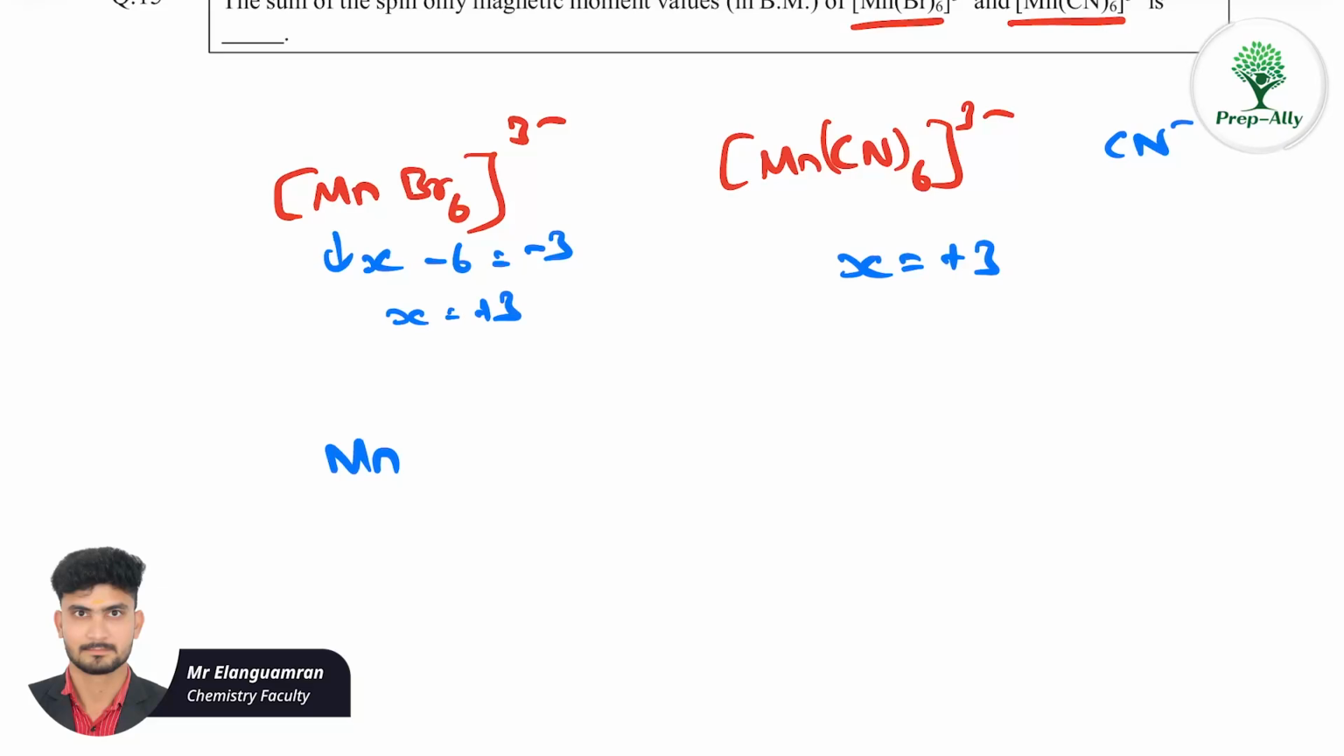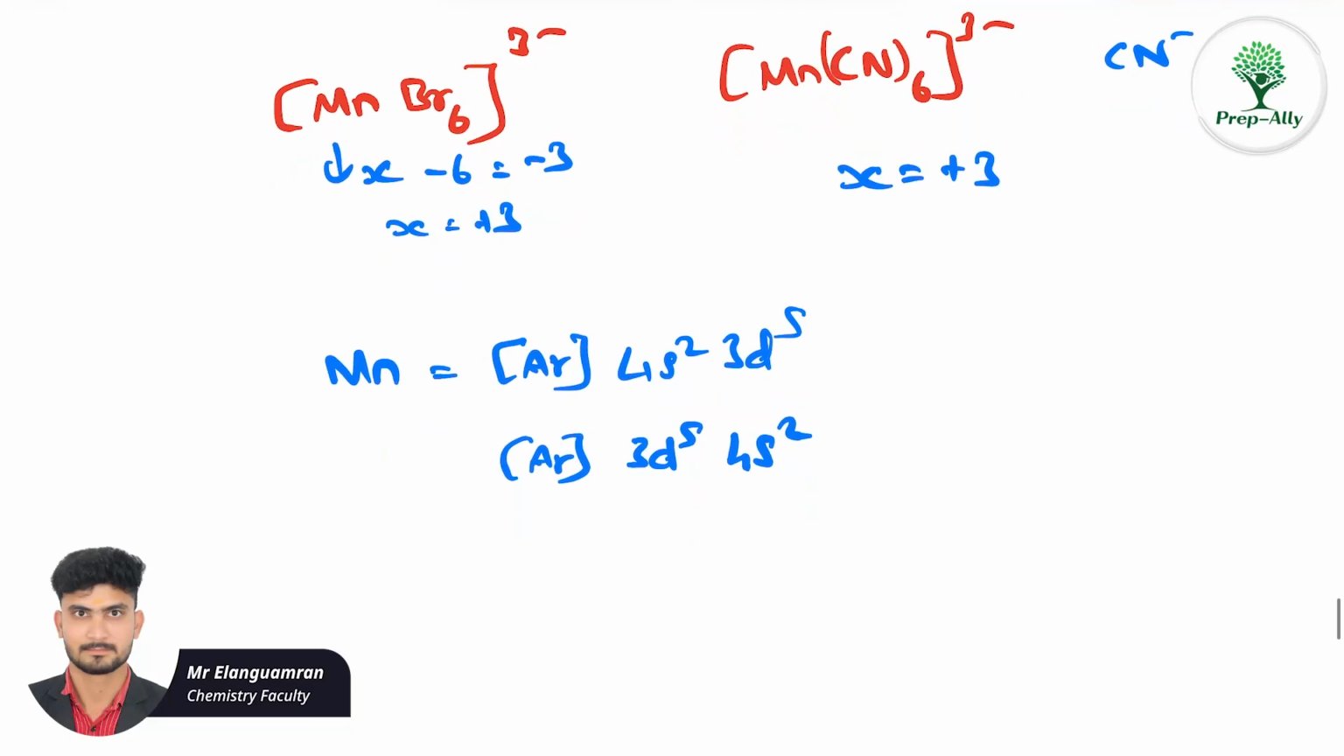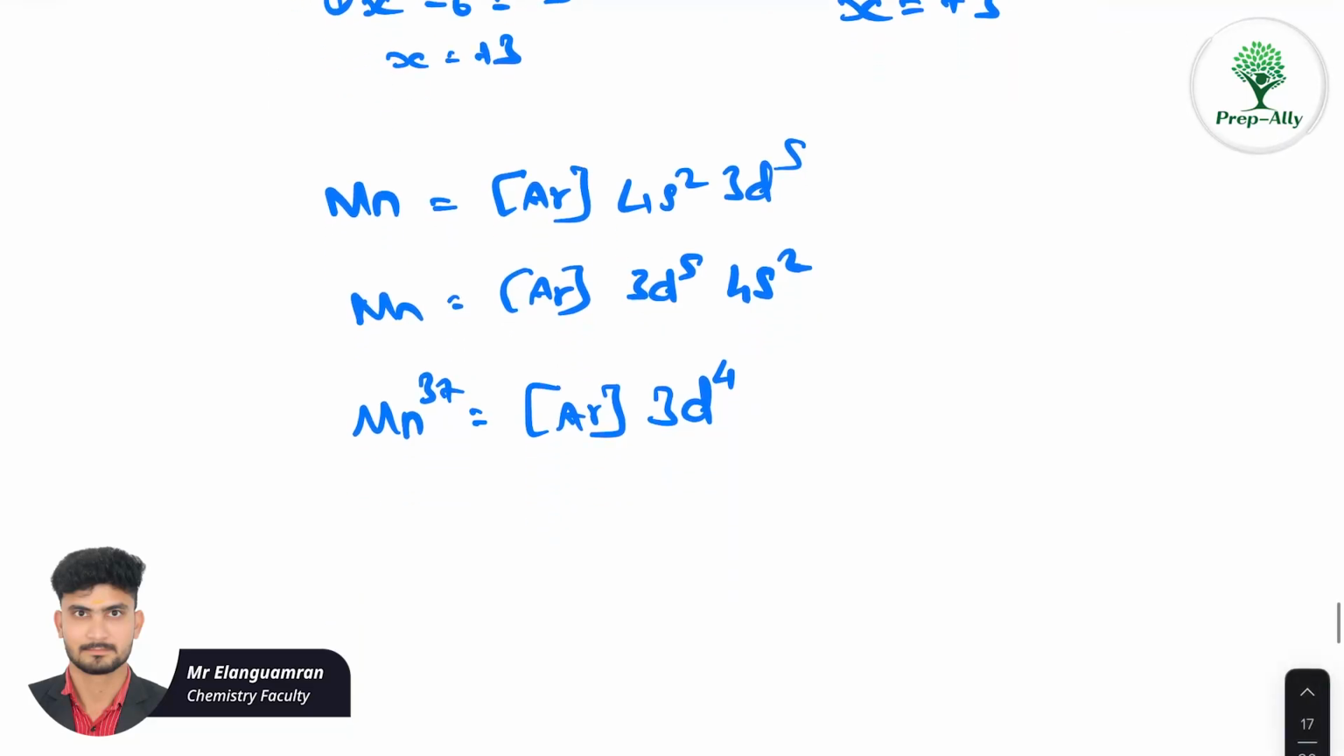What is the ground state configuration of Mn? I know that it is argon 4s2 3d5, or you can write it in a better way as 3d5 4s2, because the fourth shell is going to be the valence shell. Now what about Mn3 plus? The same argon, but we have to remove 3 electrons. First 2 electrons are removed from the s orbital because it is the outermost shell, and then 1 electron from 3d. So this Mn3 plus is going to be a d4 complex.